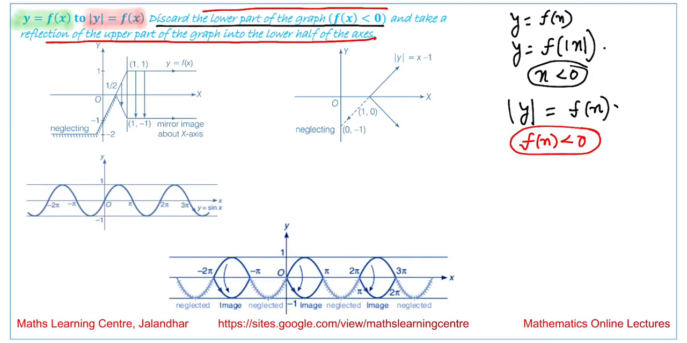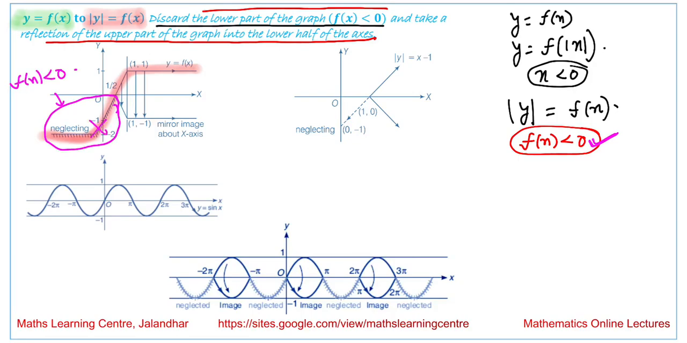Suppose in the first case, the graph of the function y is equal to f(x) is given. This is the function y is equal to f(x). We have to obtain the graph of mod of y is equal to f of x. So the first thing we have to see is what are the values for which f(x) is less than 0. This is the portion of the graph for which f(x) is less than 0. So we are neglecting this portion.